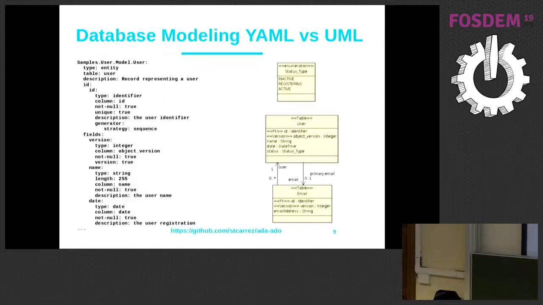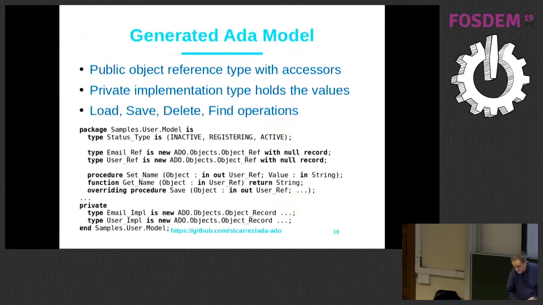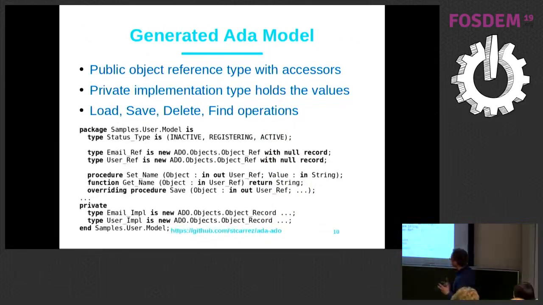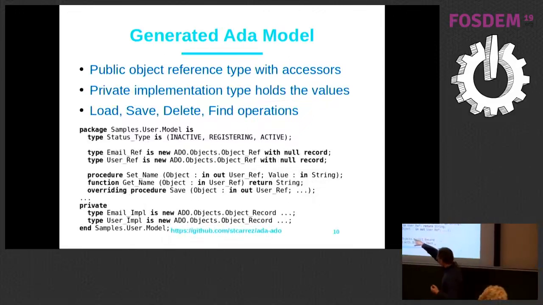From this, we generate some Ada code. The package is a little bit longer, but basically there are two primary types, one public type and one private type. The public type is a reference, email ref, user ref. It is a reference that represents your row within your database table, and it provides accessor operations, set name, get name, and other operations like save, load, find, delete, and so on, to help you populate your object and retrieve it from the database.